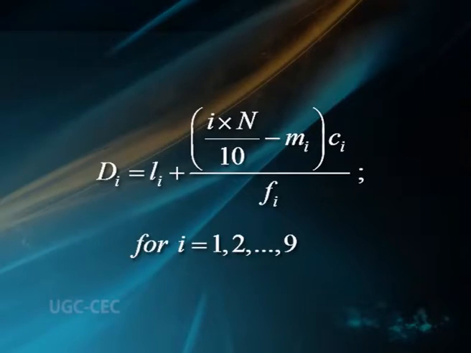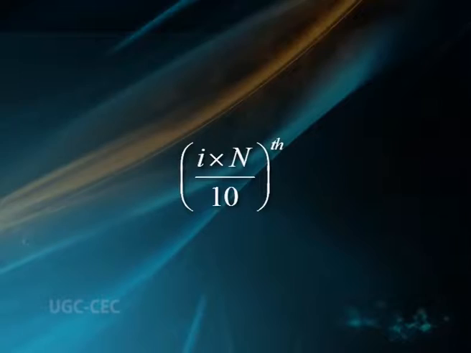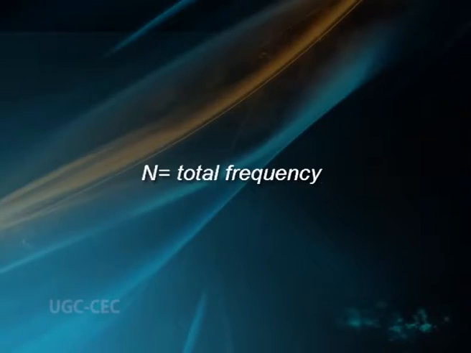For the observations given in the form of a frequency table, Di values for i equal to 1, 2, etc. 9 can be approximated using the following expression: Di equals Li plus (i into N by 10 minus Mi) into Ci divided by Fi, for i equal to 1, 2, etc. 9, where Li is the lower bound of the class in which the i into N by 10th observation is coming. Capital N is the total frequency.